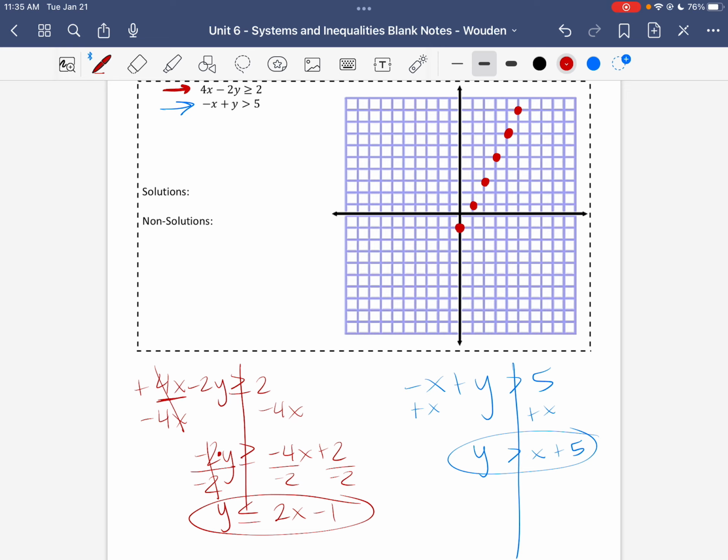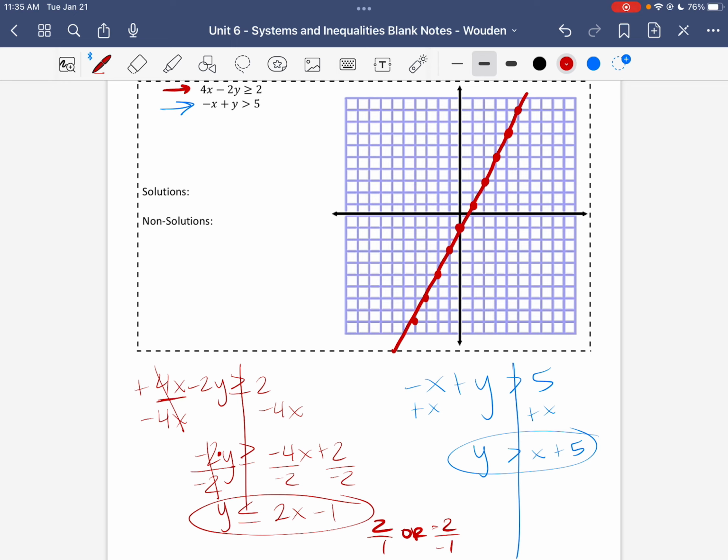And then I do the inverse slope, which, since this was 2 over 1, is negative 2 over negative 1. So I'm going to go back to my y-intercept. I'm going to go down 2, left 1, down 2, left 1, down 2, left 1. Okay, now I need to decide if this is a solid line. Well, it is less than or equal to, so it is a solid line.